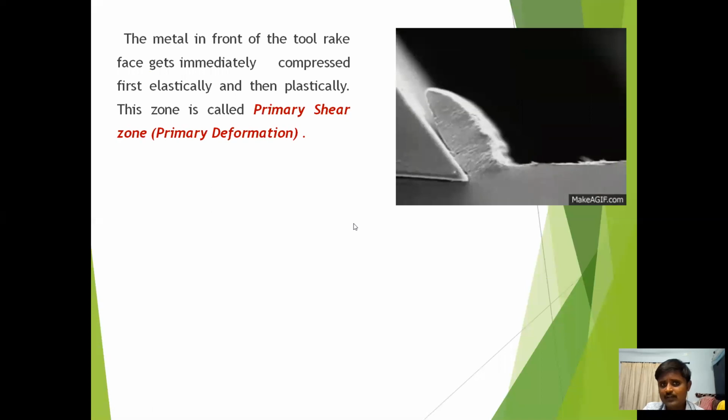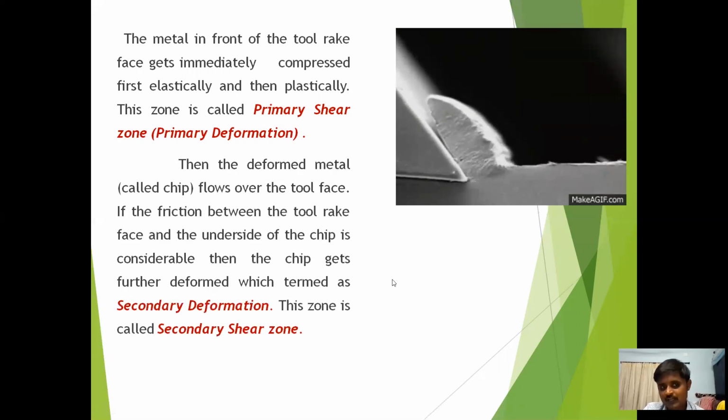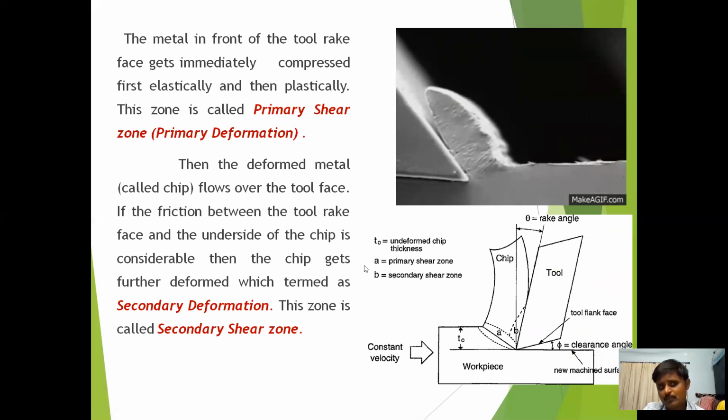The metal in front of the tool rake face gets immediately compressed, first elastically and then plastically. This zone is called the primary zone. Then the deformed metal flows over the tool face. If the friction between the tool rake face and the underside of the chip is considerable, then the chip gets further deformed, which is termed secondary deformation.